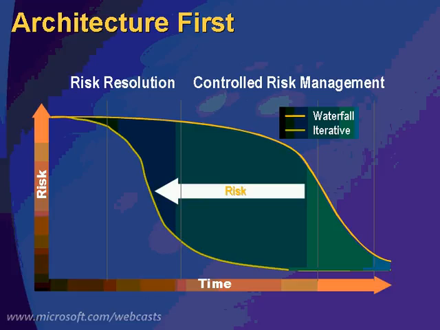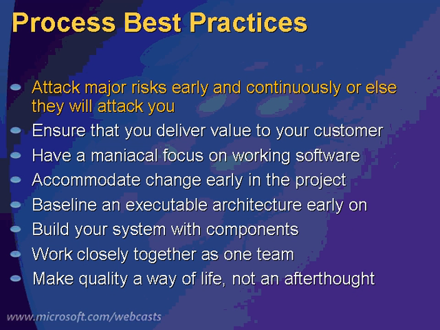Depending on the methodology you use, all three are good. And what you find is it's all about where you attack risk in the process. The waterfall approach doesn't necessarily attack risk up front as much as an iterative approach like the extreme or the agile development process. So when you look at risk, that is the number one thing that will get architects, and something you should always be very aware of. So again, process best practices: attack major risks early and continuously, or else they will attack you. If I can give you no other advice than that, I will say that that is number one.